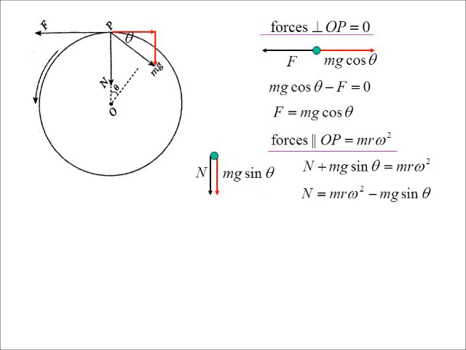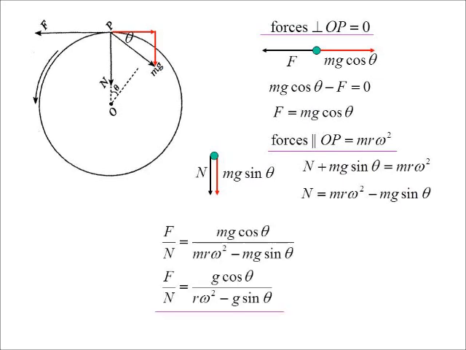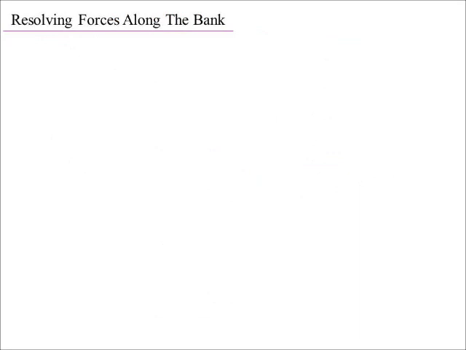Remember, we're looking for an expression for F divided by N, I think it was, wasn't it? So if I sub that in, there's my expression. The masses end up cancelling, and I get g cos theta on r omega squared minus g sine theta. So this idea of resolving along the bank can be very useful. Because if I want to just find the friction, or I just want to find the normal force, and they're always perpendicular to each other, rather than getting components and solving simultaneously, I can rotate the problem.